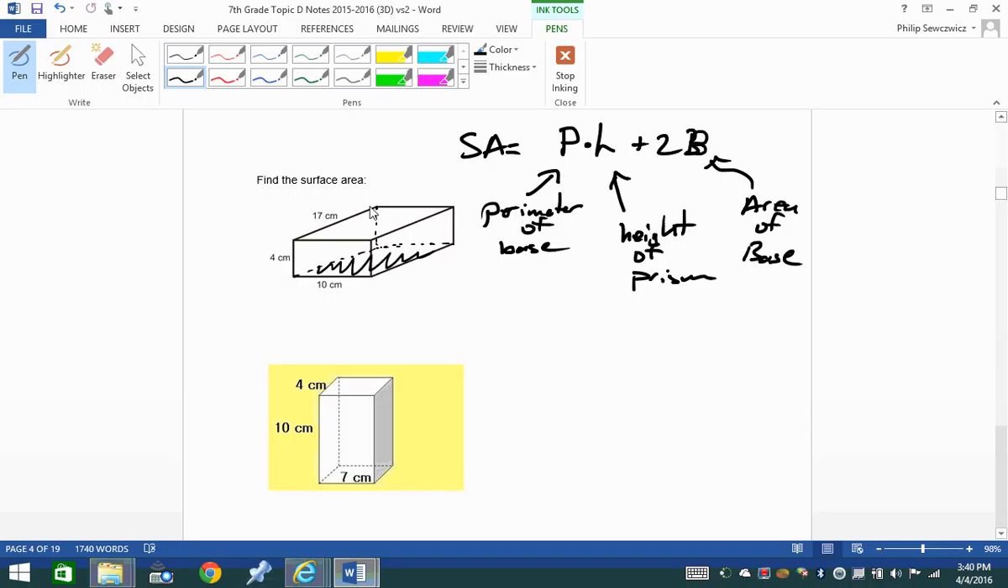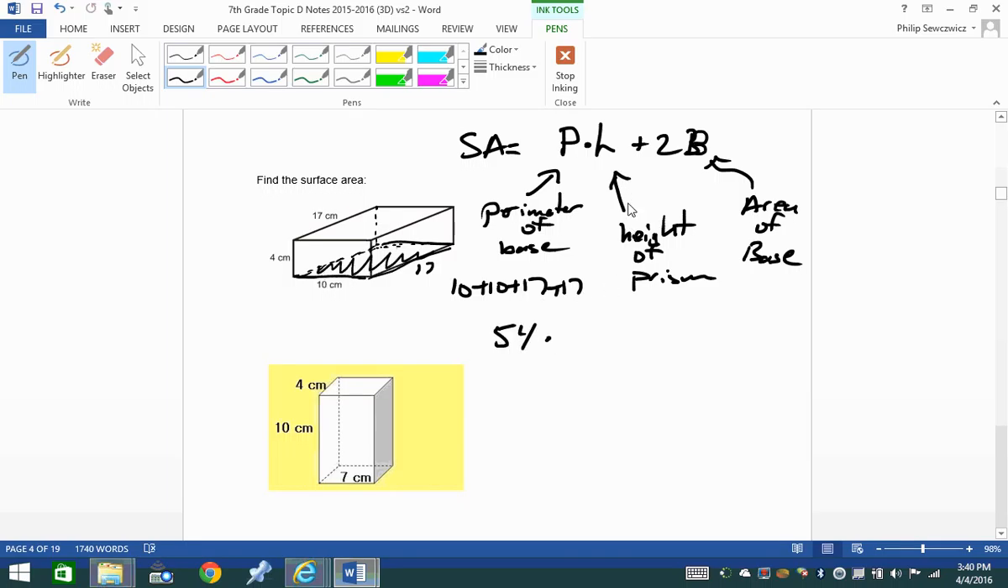So to find the perimeter of the base, it's what's wrapping around it. We can see it's a 10 here, a 17 there, another 10 there, and another 17 back there. So we've got a 10 plus a 10 plus a 17 plus a 17. So 34, 54. So 54 is the perimeter of the base.